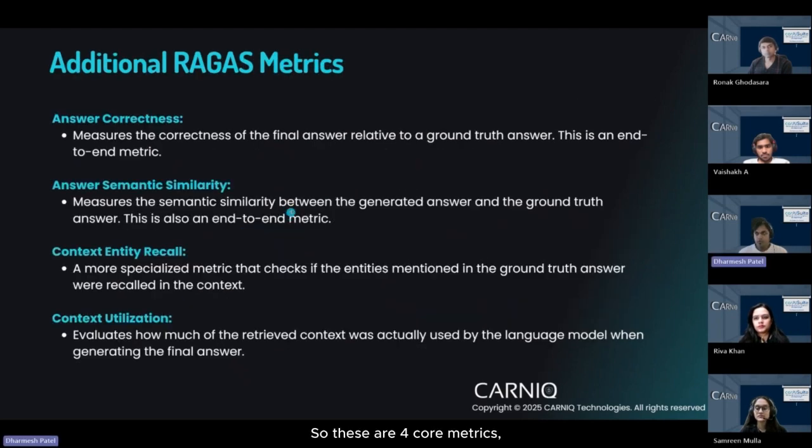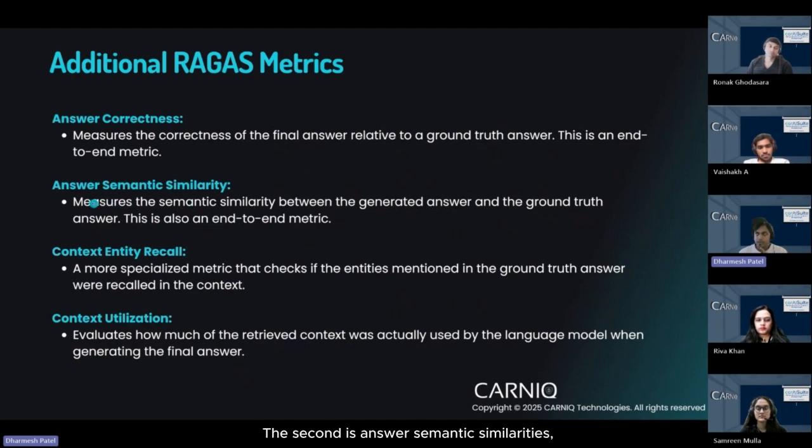So these are the four core metrics. Apart from this, additional RAGAS metrics are also there, which address a more detailed level. For example, one of the metrics is answer correctness. This will measure the correctness of the final answer relative to the ground truth answer. Here it will directly compare the ground truth or reference you provide and what the LLM generated, and based on these two answers, it will say how correct the answer is.